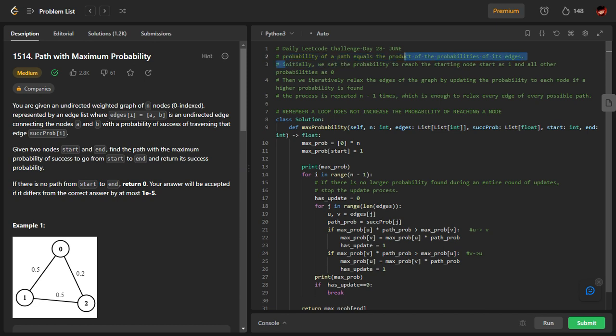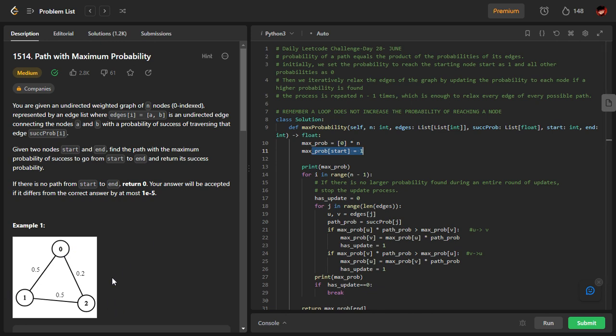Initially, we set the probability to reach the starting node as 1 and all other nodes as 0. So basically, we are going to maintain an array. This array will have the starting probability for each node. Remember, not for each edge. Remember, starting probability for each node, not for each edge. So I will have an array which will have 0, 1 and 2 only.